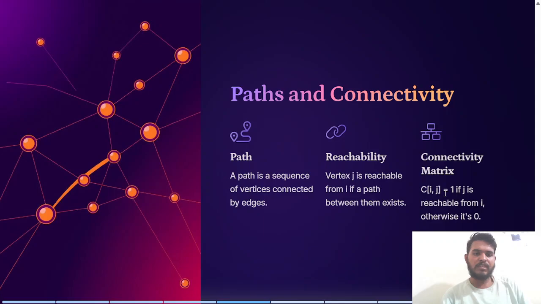As I have told previously, if there is a path from i to j, that is, j is reachable from i, then only we can say 1. If there is a path from j to i, that is, i is reachable from j, but j is not reachable from i, like there is no directed edge for going from i to j, then it's 0. But if there is a path, it will be 1 in the adjacency matrix.